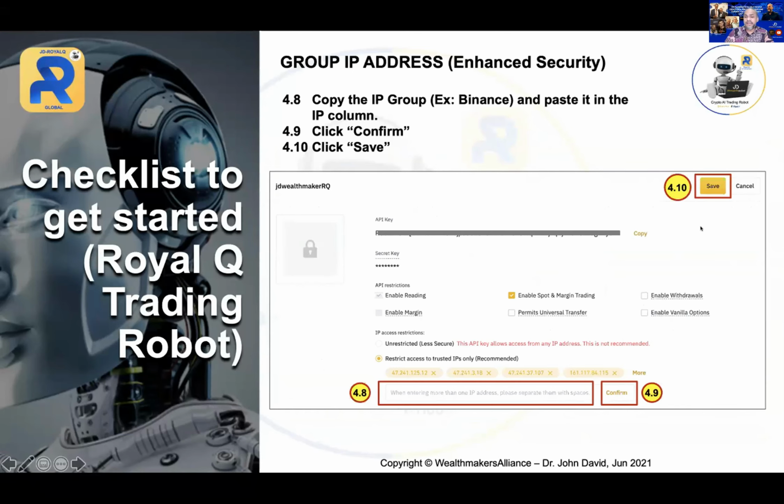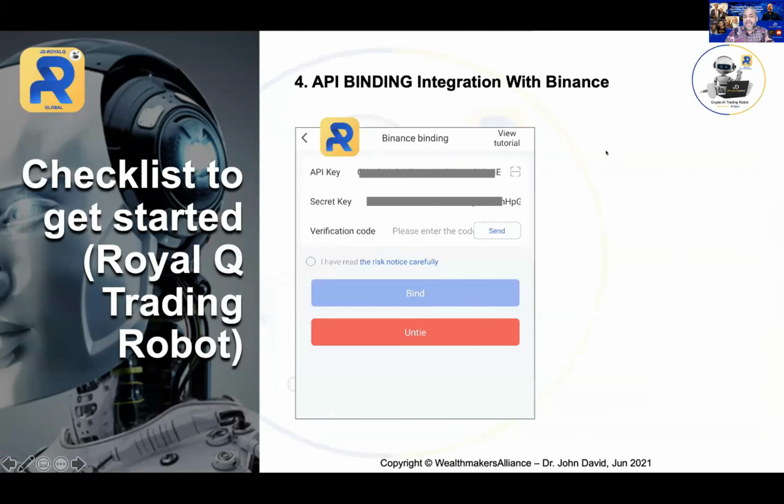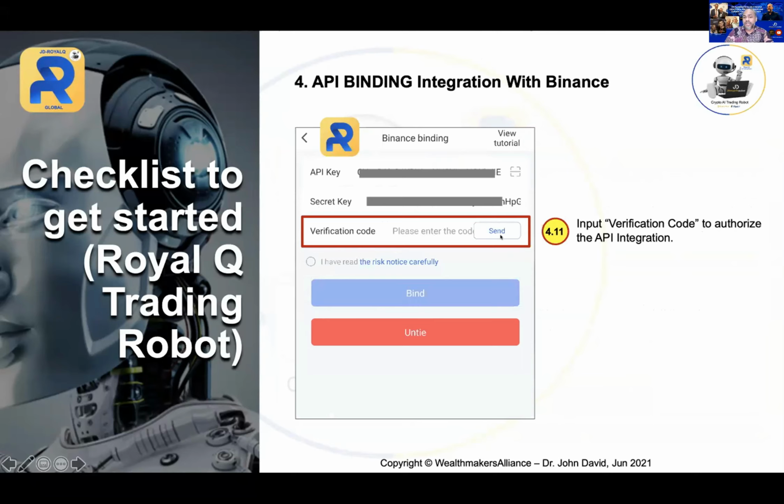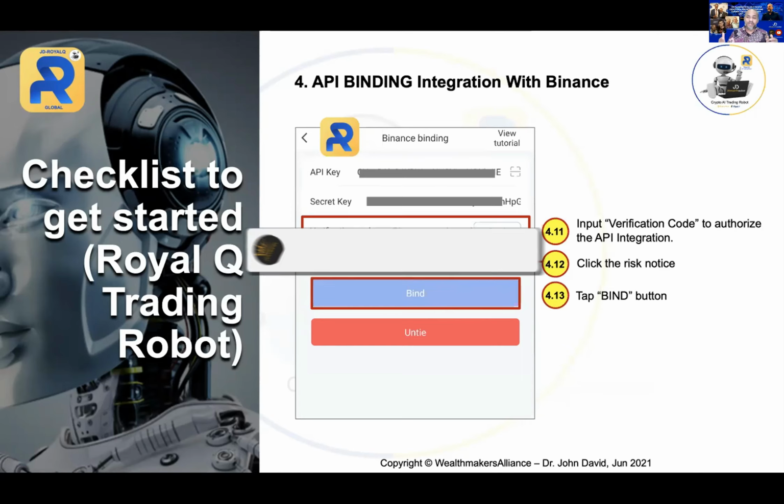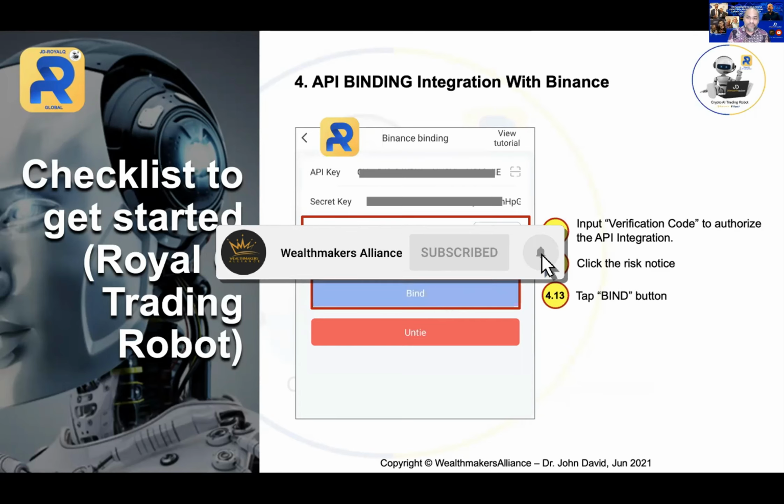Once you have done that, you proceed to the next step, which is the verification code. You click the send button, you receive the code in your email, and make sure you key in the code here. Then make sure you read the risk and the notice carefully, and click this column over here. Finally, you tap on bind, and now your account will be officially bound. Your bot will be officially bound with your spot wallet. Now, congratulations, you are ready for the next step, whereby you allow this bot to start trading on your behalf. Isn't that awesome?